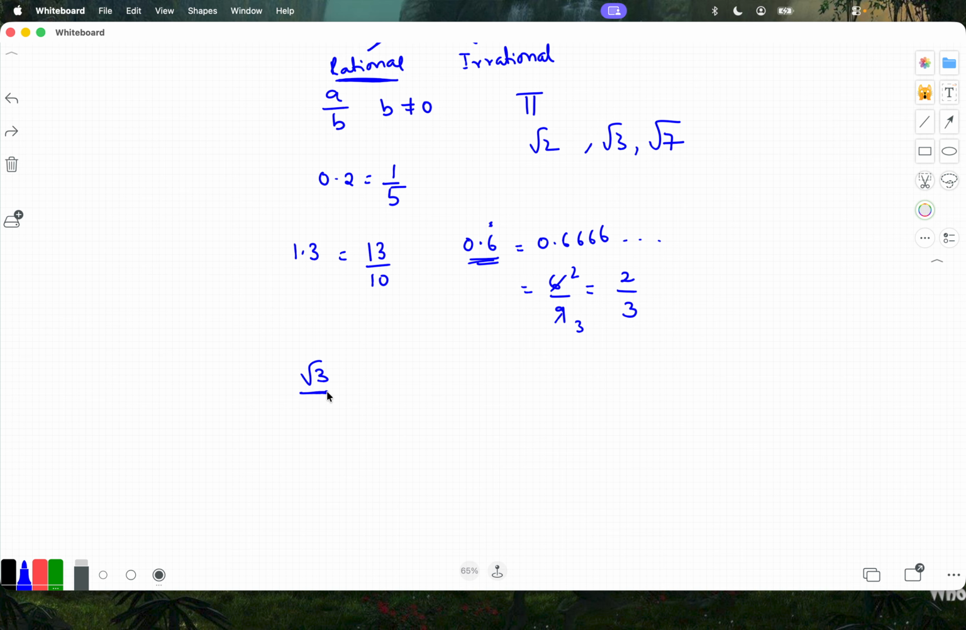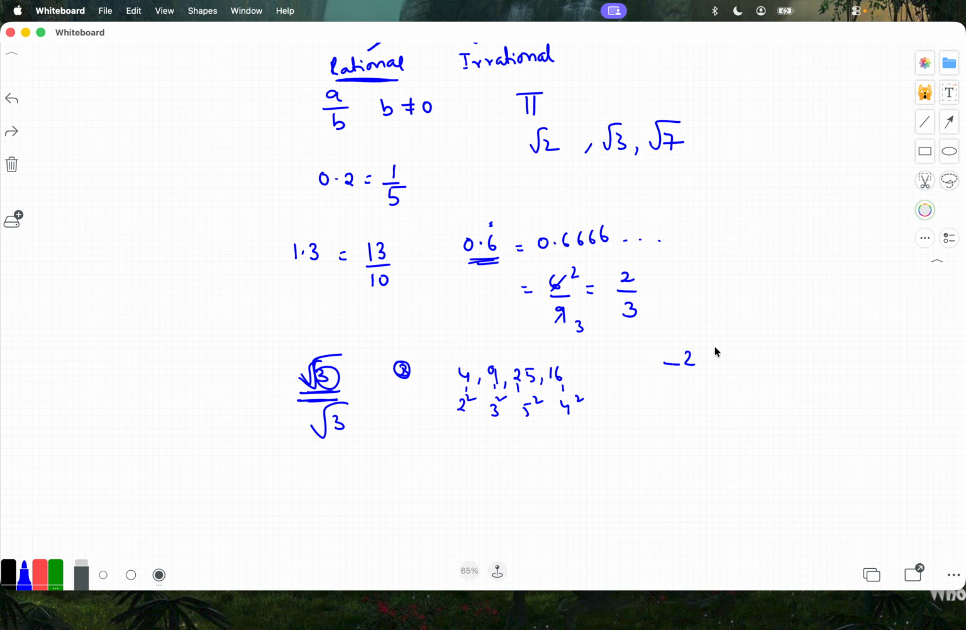Similarly, root 3 is the square root of 3, and 3 is not a square number. What are square numbers? Something like 4, 9, 25, 16. These are square numbers. Something like 2 squared, 3 squared, 5 squared, 4 squared. Whereas 3 is not a square number. So the square root of a non-square number will be an irrational number.